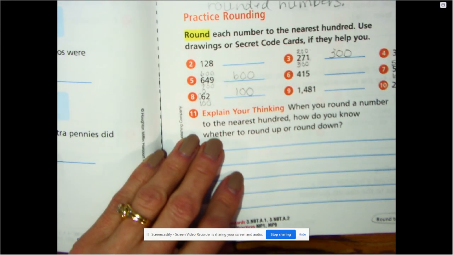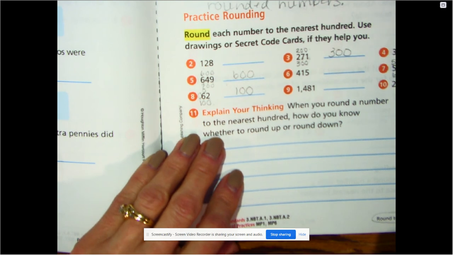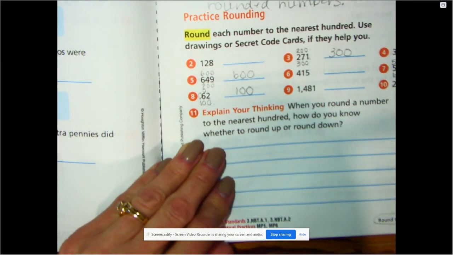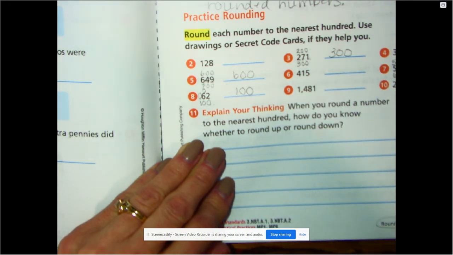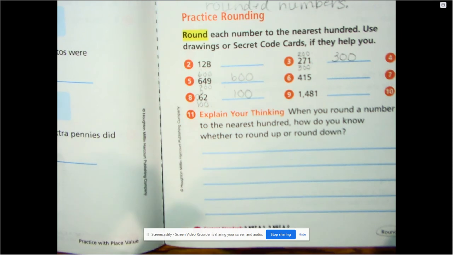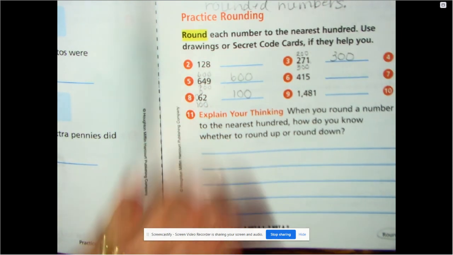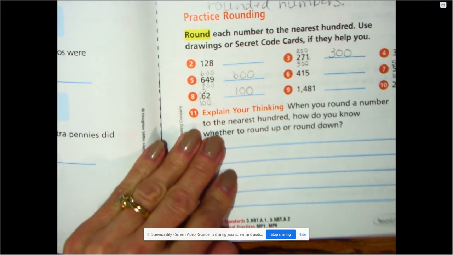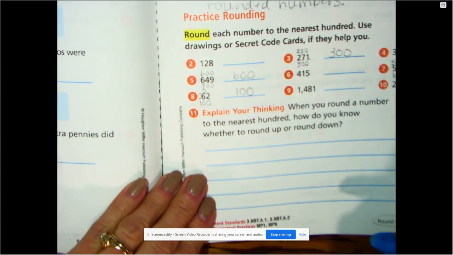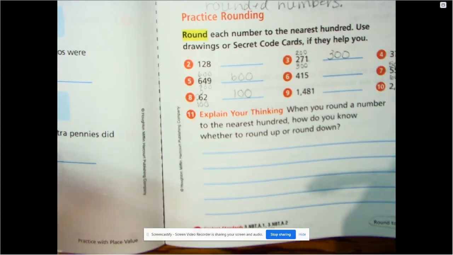All right, so make sure that you're paying attention to what place we're rounding to. We rounded these to the nearest 100. The next math lesson, we're going to be rounding to the nearest 10. So we're going to be paying attention to different place value numbers. All right, so if you need to rewatch any of this, that's the awesome thing about having that video. Okay, you can always go back and rewatch.